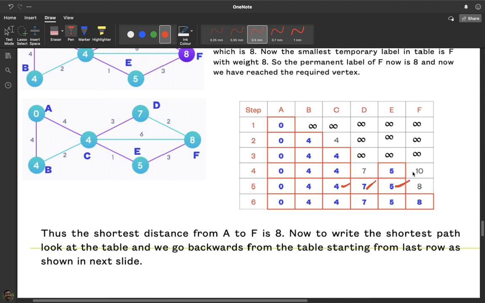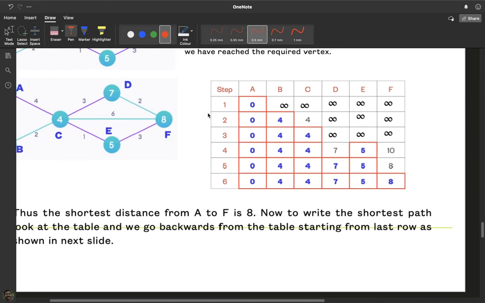Suppose you need to write the shortest path. You want to know the path. So what will you do? It's a very simple thing, just like solving a Sudoku or a puzzle. We'll be writing the path in reverse order. So be careful here. How will I write it? I'll go to the last row of the table and then I'll go backwards to write the path, in the reverse order.